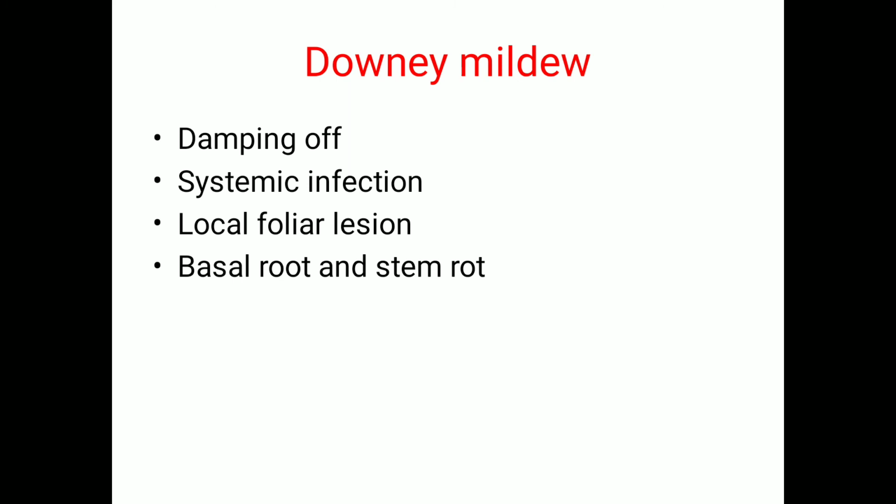Regarding perpetuation, the primary source of infection is through the oospores, which are present in seeds, and which act as the primary source of infection, and the secondary source of infection is zoosporangia, which are produced in great numbers on infected plants.